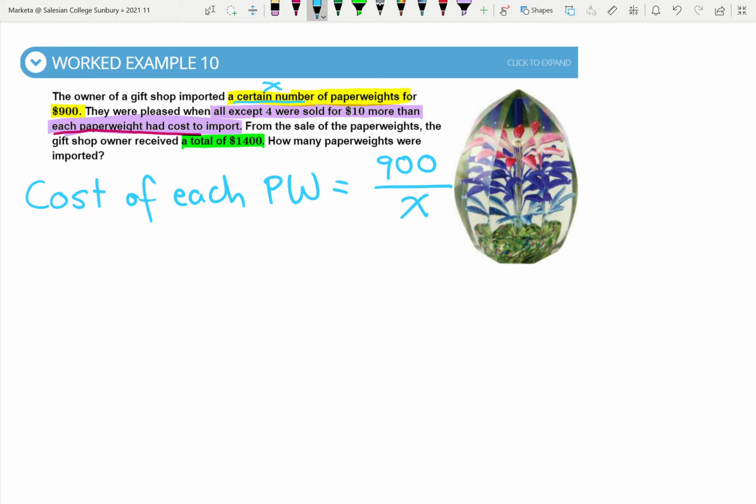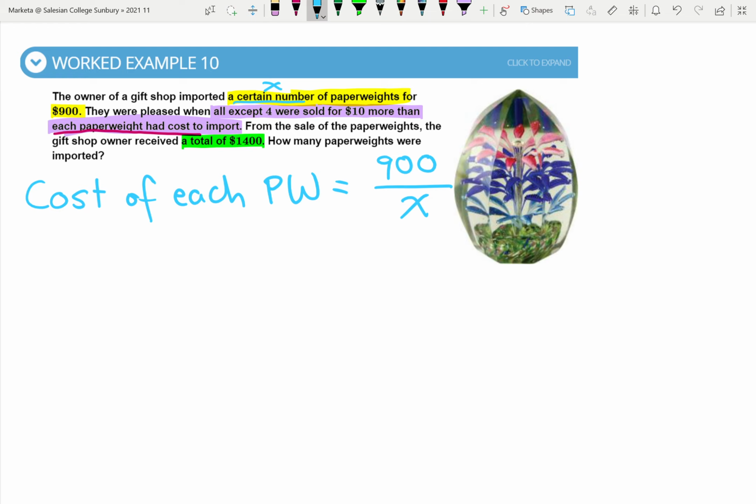That's a good way, if you're not really sure how to deal with the pronumeral, to give it an arbitrary value, 10 or 15 or whatever, and see what you would do. So that's the cost of each paperweight.